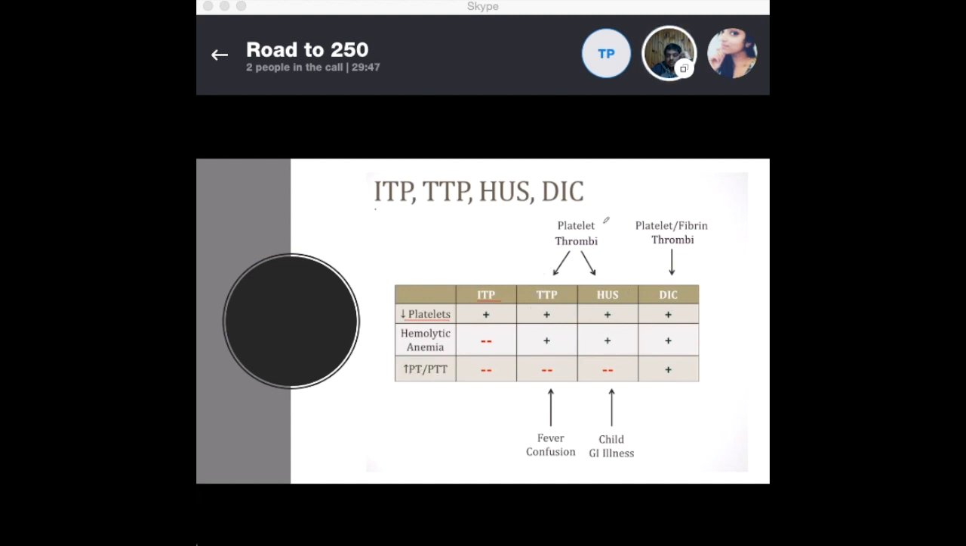With TTP and HUS, you know that it's a platelet thrombi, not a coagulation problem. With DIC, you have platelets, but you also have fibrin thrombi, so your coagulation pathways are affected. That's why with DIC your PT and PTT are going to be increased. With TTP and HUS, you're going to have hemolytic anemia, as well as with DIC. But with TTP, you're going to see fever and confusion, which is not often seen with HUS. And with HUS, you're going to see it in a child or with a GI illness. So if it helps you keep track, this is a good review chart.